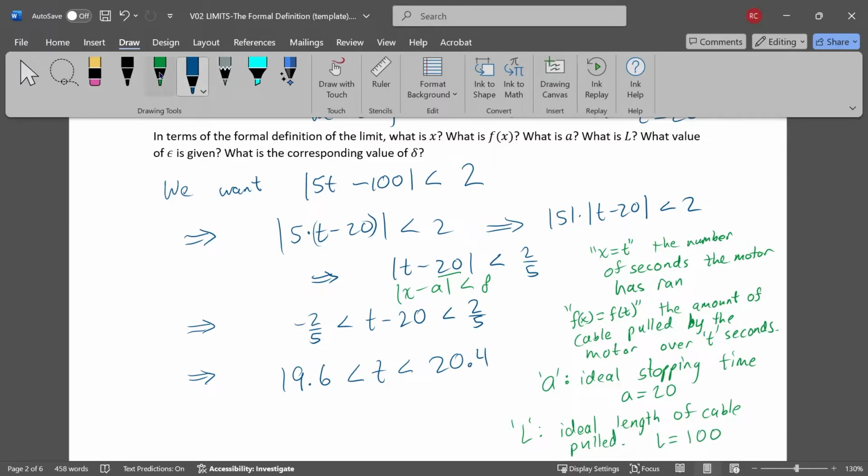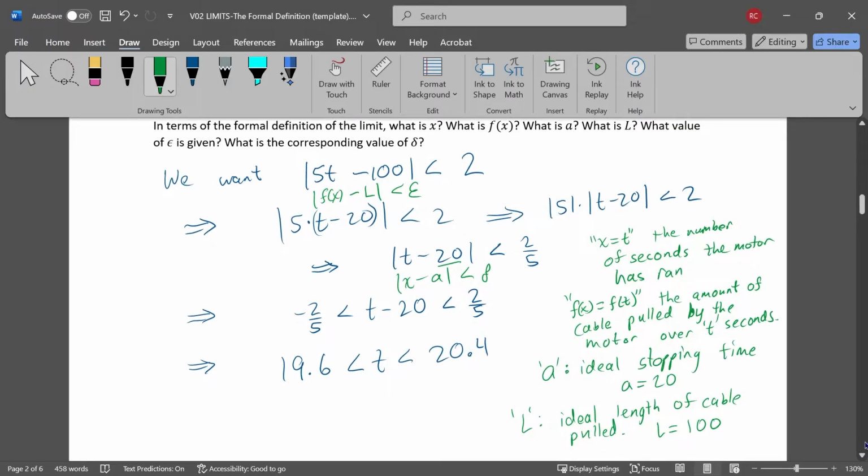So if we look up here, this is the absolute value of 5t minus 100. That's our f of x minus L is less than epsilon, right? So what value of epsilon is given? Well, the value of epsilon that was given was 2. And what is the corresponding value of delta? We'll look over here. That's 2/5. Okay. So hopefully that helps make this definition of the limit make a little bit more sense when we look at it in terms of a real-world problem.